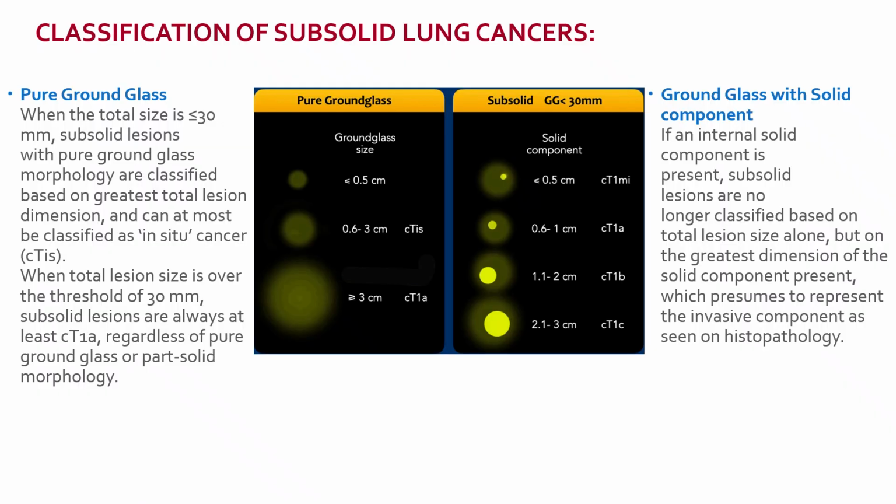The classification of subsolid lung cancers is into two parts, pure ground glass and ground glass with solid component. When the total size is less than 30 mm, subsolid lesions with pure ground glass morphology are classified based on greatest total lesion dimension, and that can at most be classified as in situ cancers. When the size exceeds 30 mm, the subsolid lesions are always at least cT1a regardless of pure ground glass or part solid morphology. In ground glass with solid component, if the internal solid component is present, the subsolid lesions are no longer classified based on the total lesion dimension, but on the greatest dimension of the solid component, which is presumed to be representing the invasive component seen on histopathology.